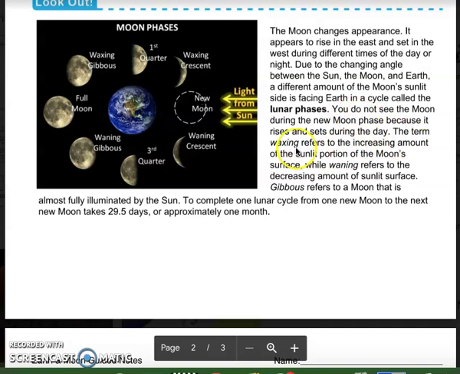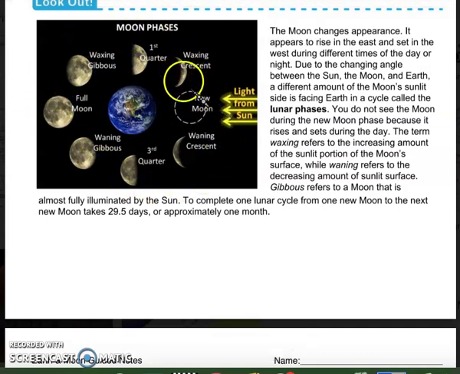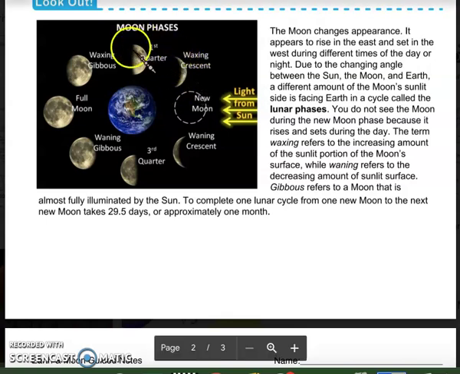The term waxing refers to the increasing amount of sunlit portion of the moon's surface, while waning refers to the decreasing amount of sunlight. Okay, so if you look here, it goes up and around. We start with the new moon. We go to waxing. We start seeing it growing or increasing from right to left. That's a crescent or a thumbnail or looks like a smiley face or a banana. Then you have the first quarter.